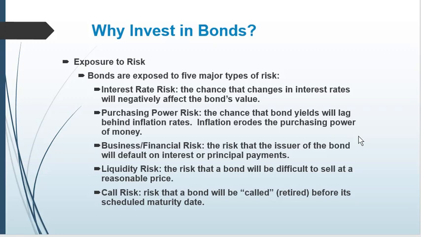Liquidity risk refers to the ability to sell a bond at a decent price or at the current value. And we'll find that for some bonds, this may be an issue. For other bonds, it's not an issue at all. For government bonds, for instance, government bonds are very liquid. It's very easy to sell them at their current value. Some corporate debt, that may not be the case.